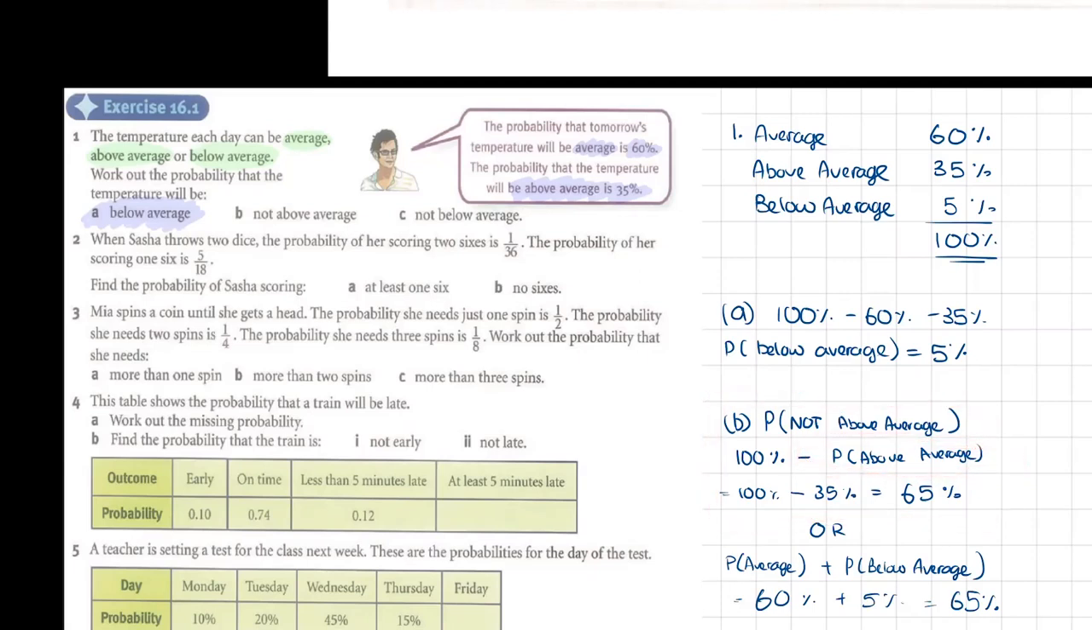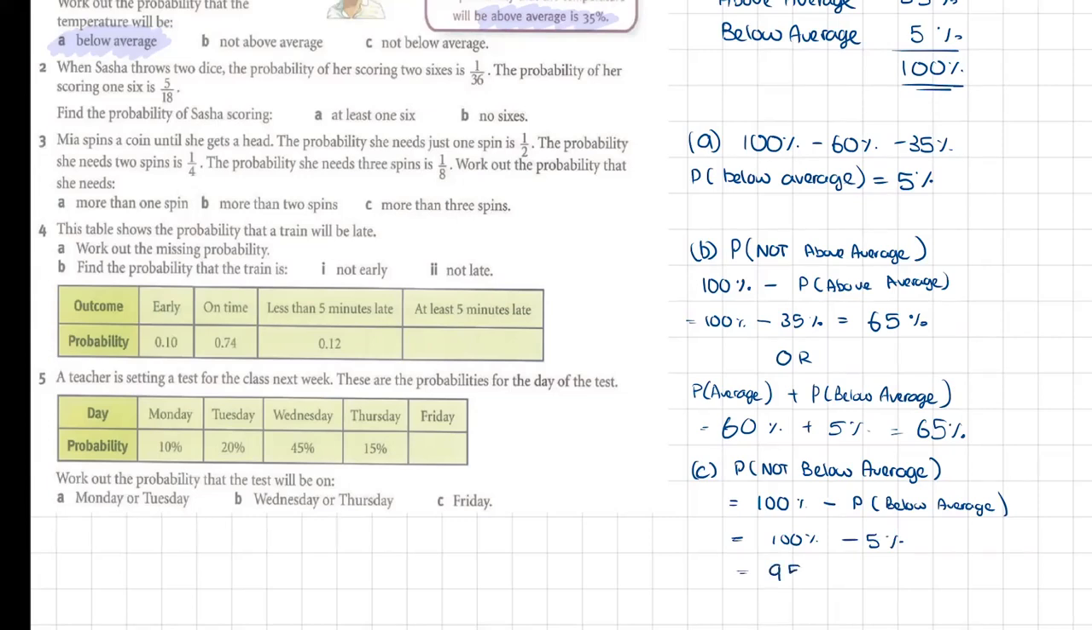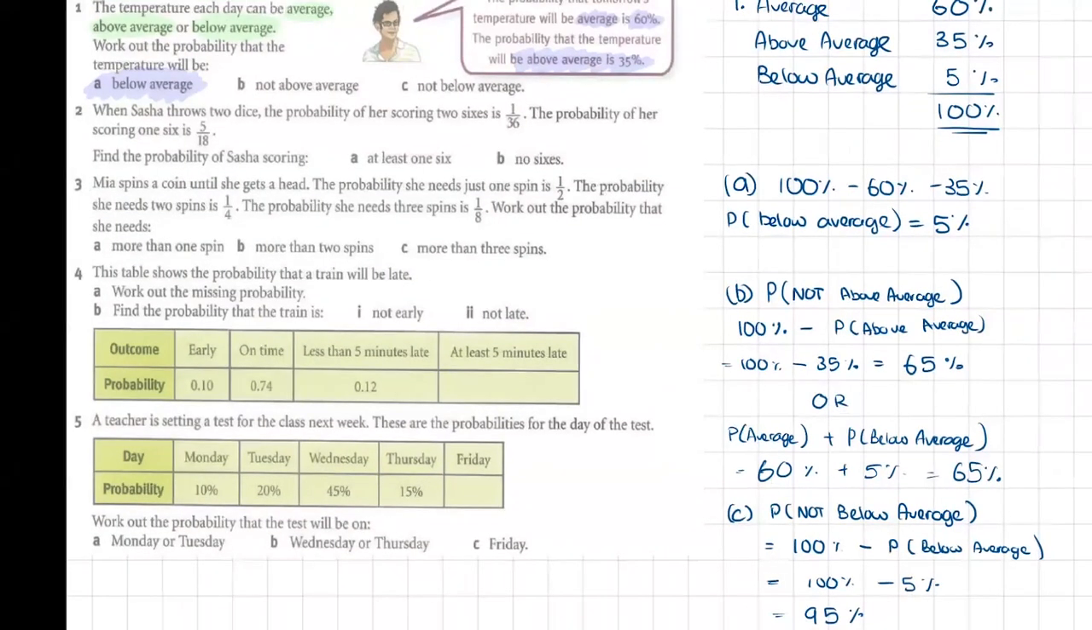All right, the last one, not below average. So we can do the same thing again. So it's the probability of not below average. It equals 100% minus the probability of below average. 100% minus 5%, answer would be 95%. So I hope this one will clear some doubt on this particular question. So let's look at question number 2.